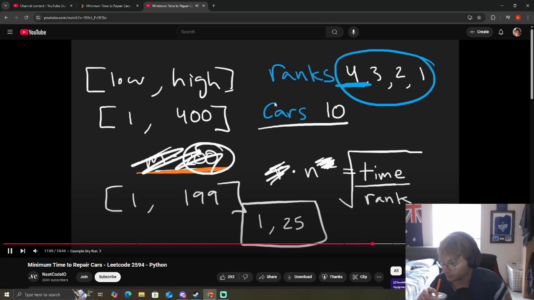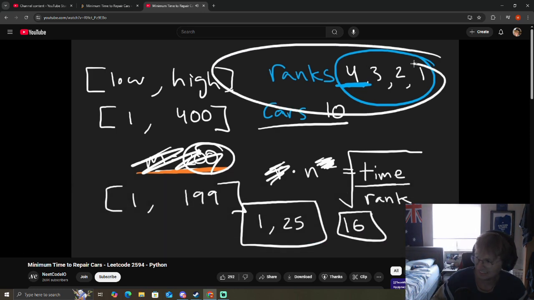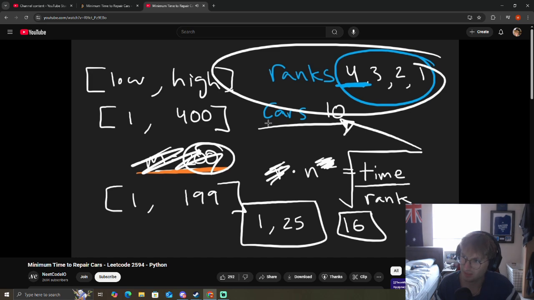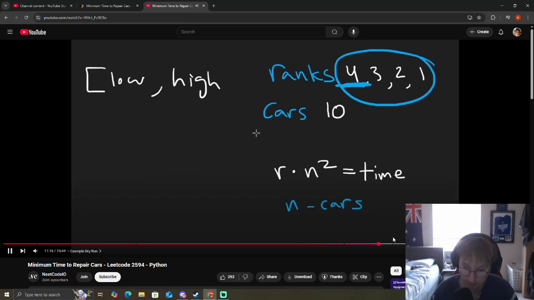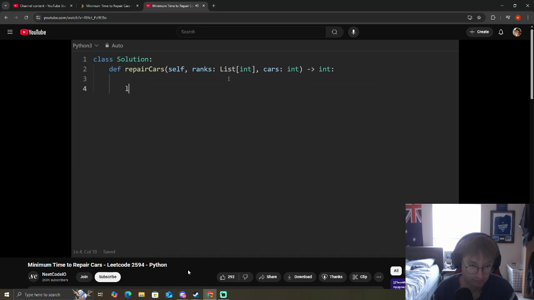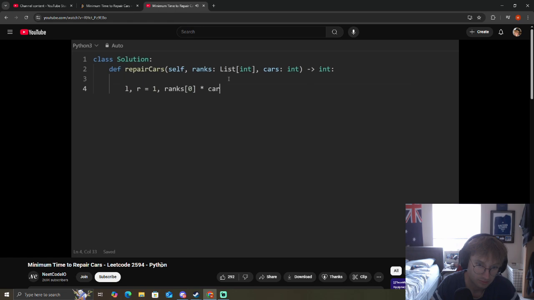The solution to this first example should be 16 minutes, which should be enough for them to do all 10 cars. So that's the main idea behind this problem and this solution. I think the time complexity is set up. We have our left and right pointer, rank. So ranks at index 0, multiply it by cars squared, so cars times cars. Again, this is just filling in the equation that they gave us.